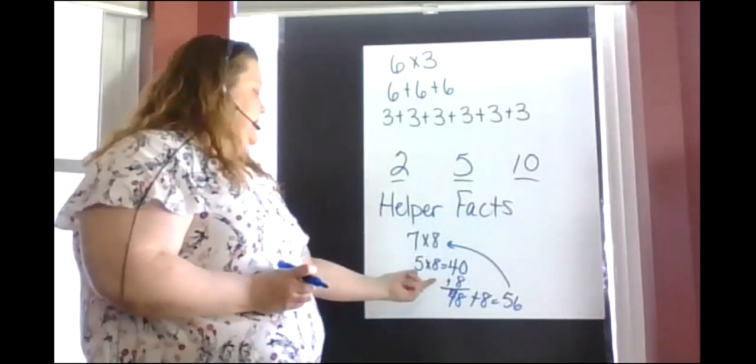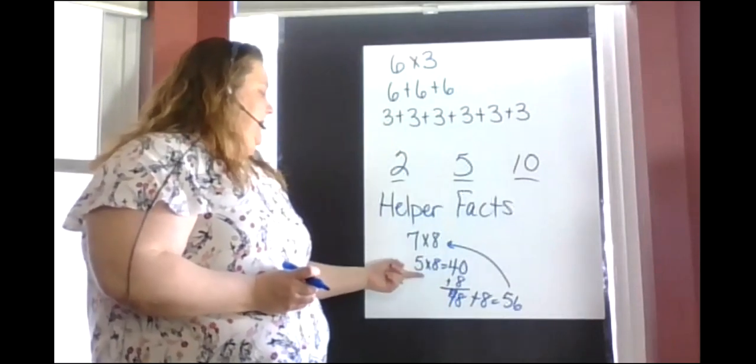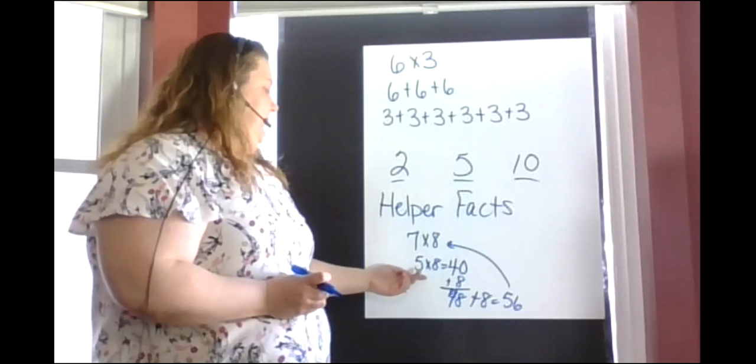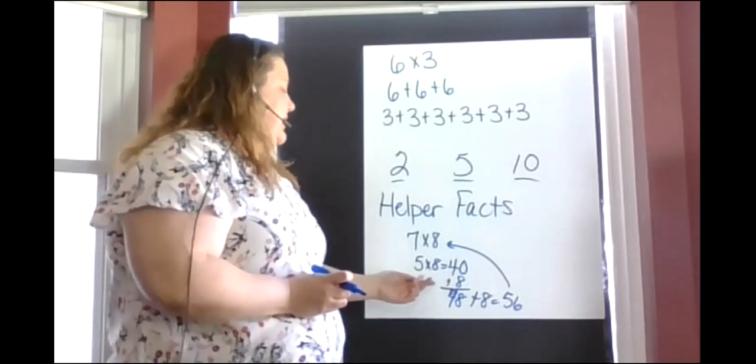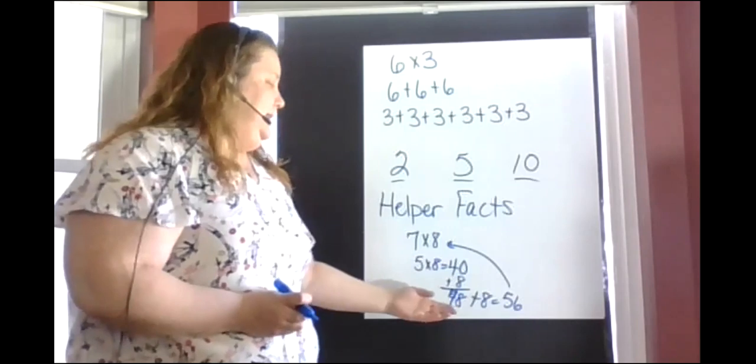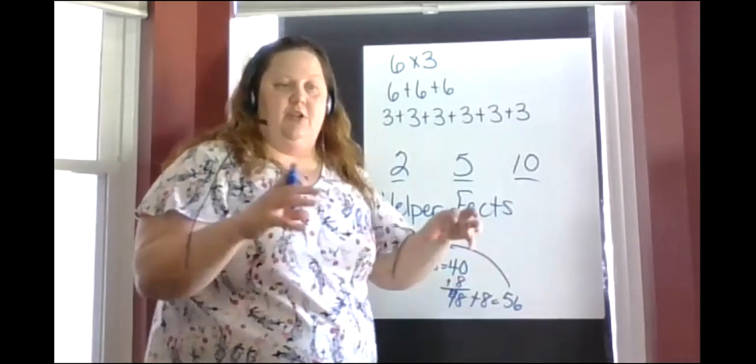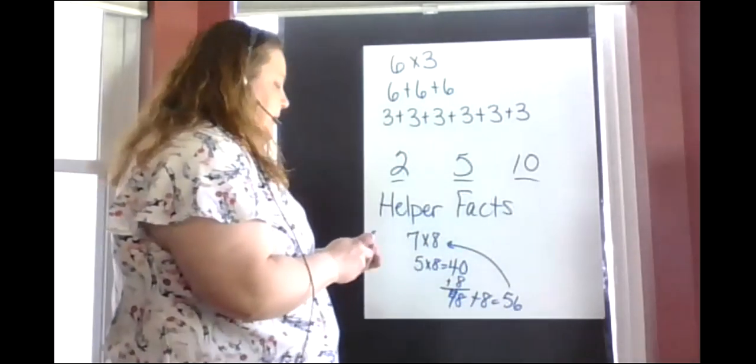They may have also said, well, I know that 7 is a 5 and a 2, so I could have said 5 times 8 is 40, 2 times 8 is 16, 40 plus 16 is 56. So they're starting to use what they already know.